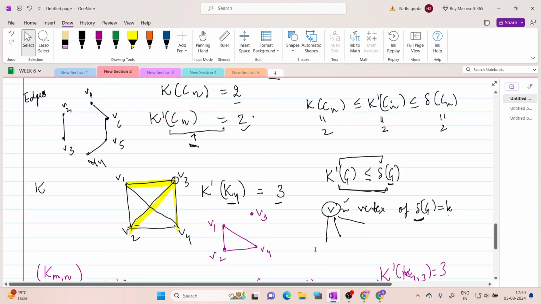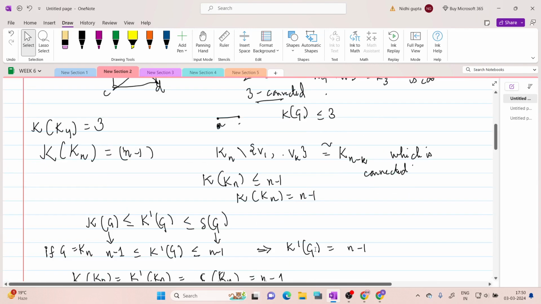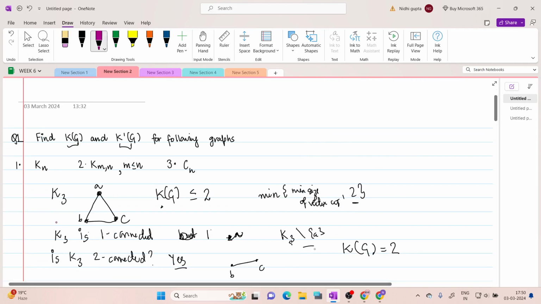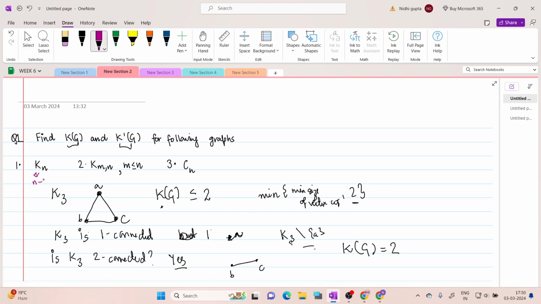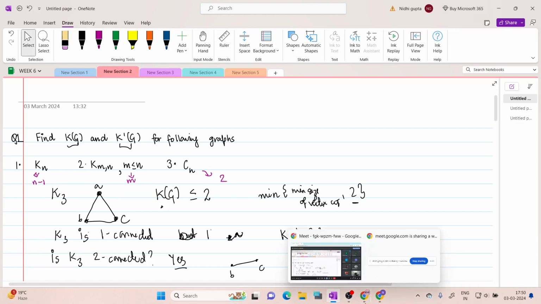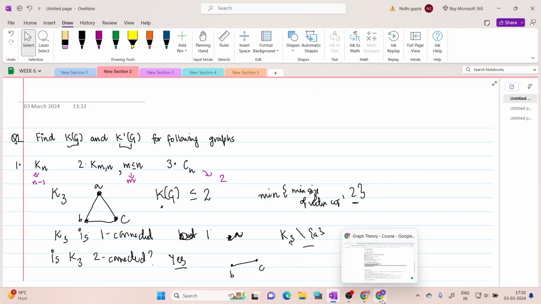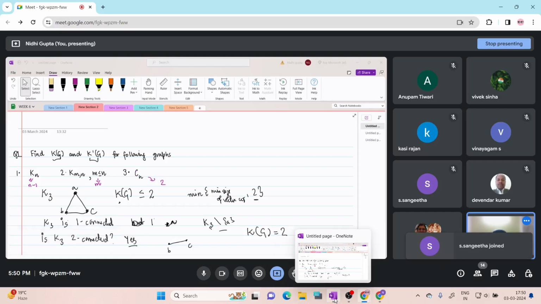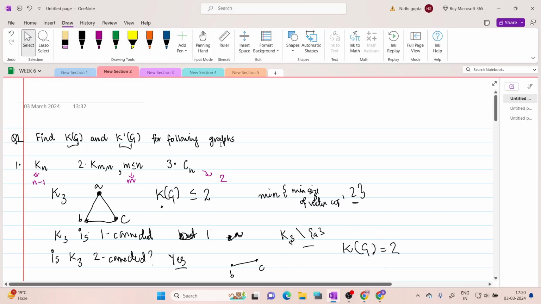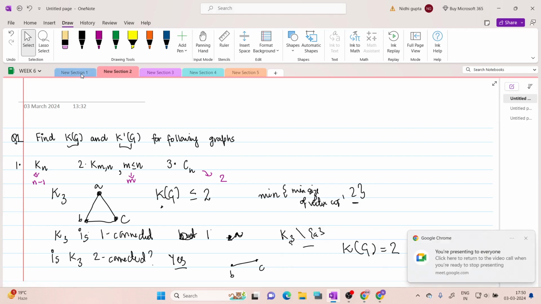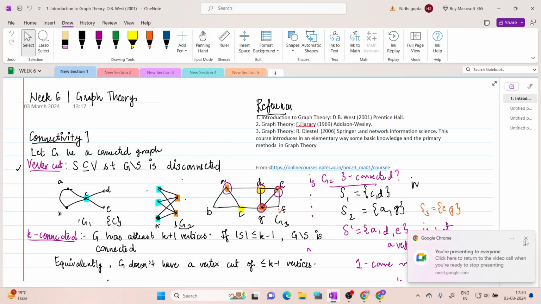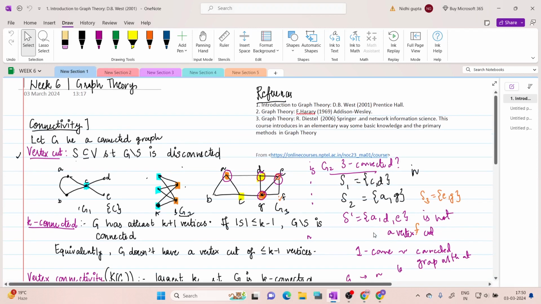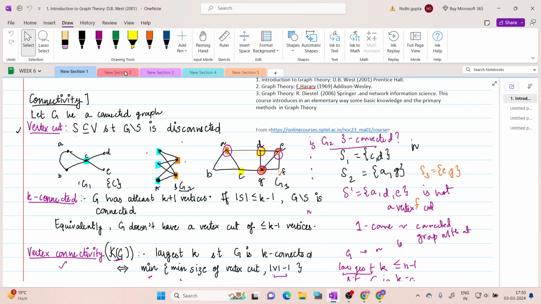Okay. So for these three examples, is there any confusion? For this, everything was coming out to be n minus 1. For this, it is coming out to be m. And for this, it is coming out to be 2. So any confusion in these three examples? Okay. Now let's talk about, in particular, 2-connected graphs.